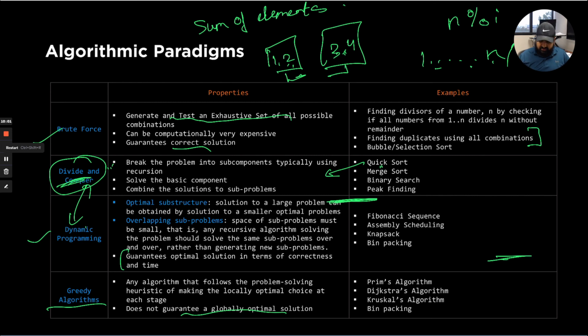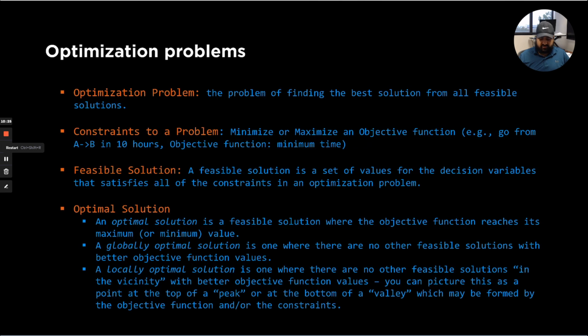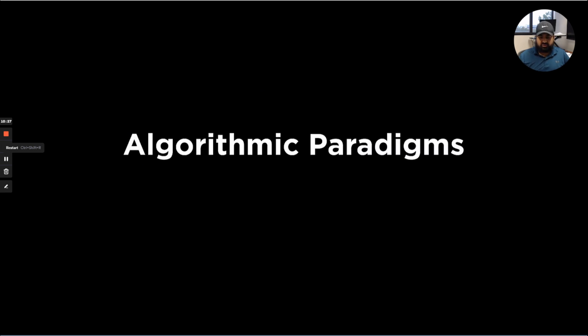When we cover dynamic programming, we'll see a few examples like Fibonacci sequence, assembly scheduling, knapsack problem, and bin packing. And when we cover greedy algorithms, you'll also see Huffman trees, bin packing, and knapsack, so you get a contrast on what the key differences are and what those solutions look like. In the next video, we'll get started with optimization problems. I'm going to describe to you some of this terminology, and then we'll look into more greedy algorithms.